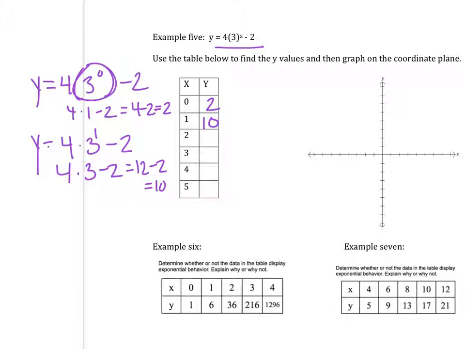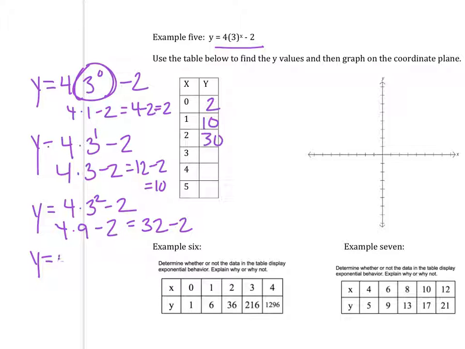Okay. Now you plug in your 2. So you get 4 times 3 squared minus 2. So that'll be 4 times 9 minus 2. So now you have 36 minus 2, which is 34. Then we move on to the next one. You're going to plug in 3. So you have 4 times 3 cubed minus 2. So you do 4 times 27 minus 2. 4 times 20 is 80 plus another 28. So that's 108 minus 2 is 106.